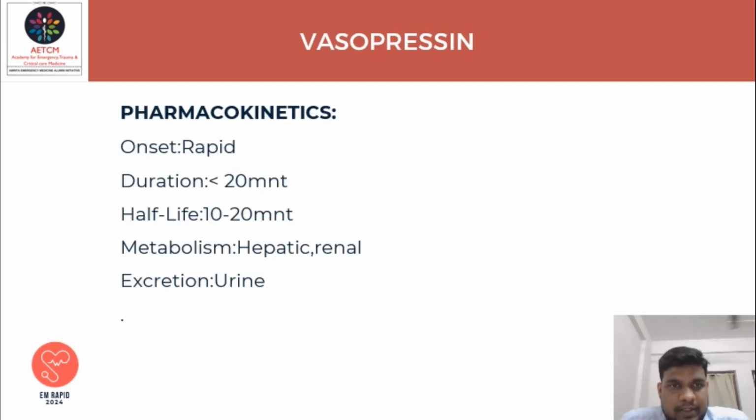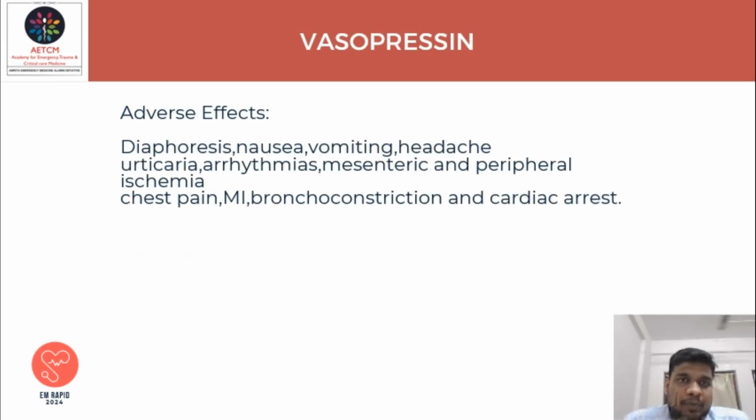Coming to the pharmacokinetics, onset is rapid, duration is less than 20 minutes, and half-life is less than 20 minutes. Vasopressin is metabolized by the hepatic and renal route, and excretion is through urine. Coming to the adverse effects of vasopressin, it causes diaphoresis, nausea, vomiting, headache, urticaria, arrhythmias, central and peripheral ischemia, chest pain, MI, bronchoconstriction, and cardiac arrest.